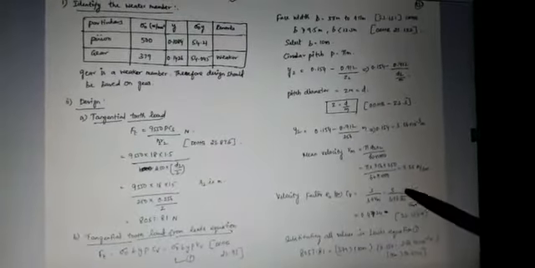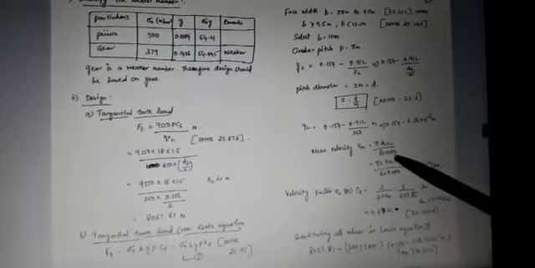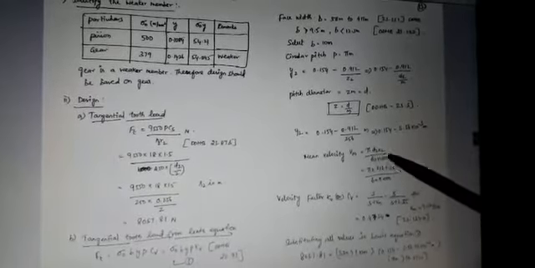Then the mean velocity, that is Vm. We already know we need the mean velocity because of the service factor, the velocity factor. The mean velocity Vm is equal to pi dn divided by 60. Here we use the diameter in mm, that is why we have to divide it by 1000. If you put the diameter in meters, you directly apply pi dn divided by 60. If you put the diameter in mm, you have to divide it by 1000.